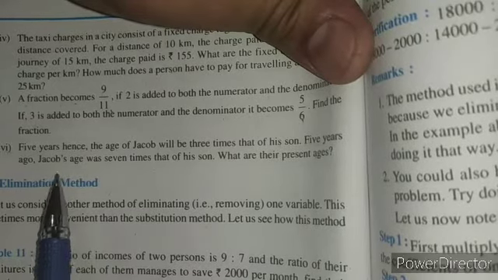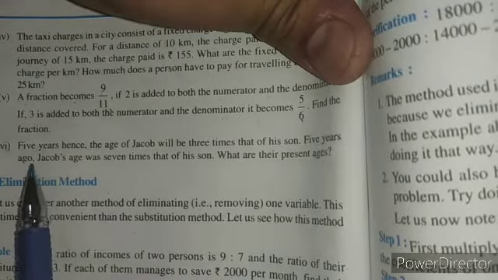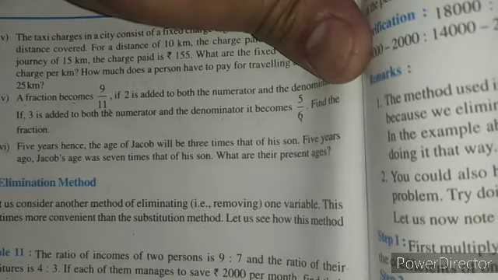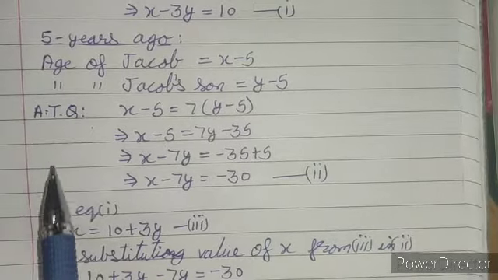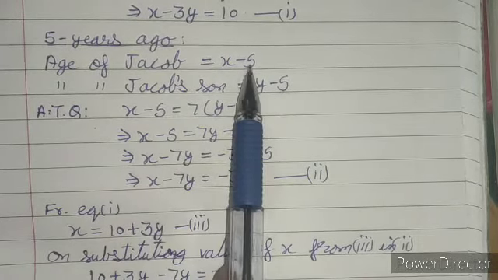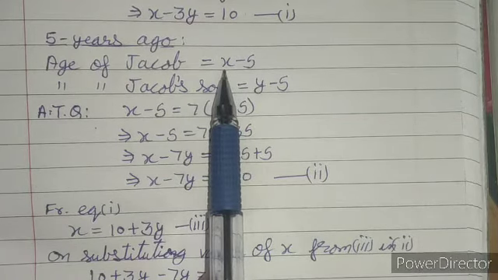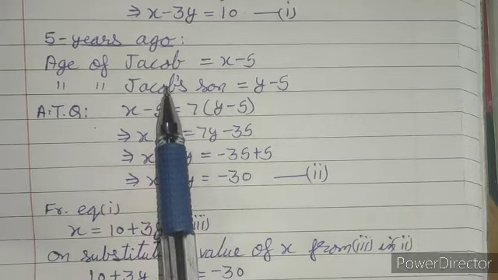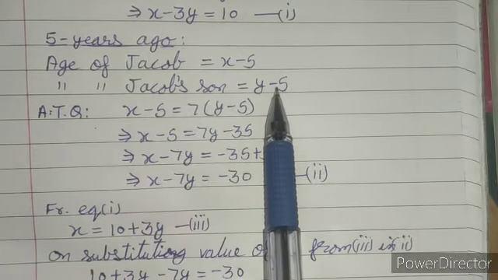Now the second condition is given to us that 5 years ago Jacob's age was 7 times that of his son. Now 5 years ago the age of Jacob will be x minus 5. His present age is x, so 5 years ago his age will be x minus 5. Similarly the age of Jacob's son will be y minus 5.